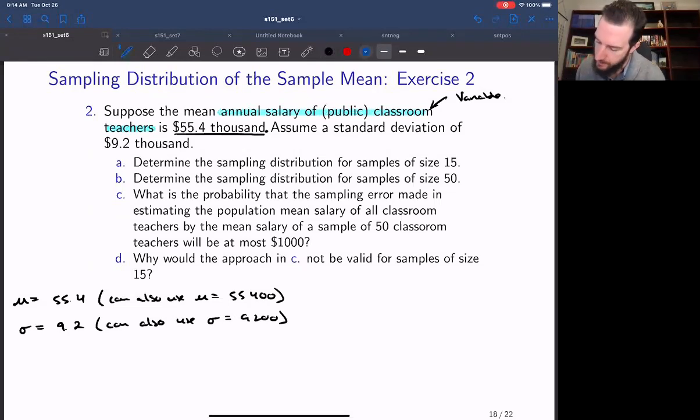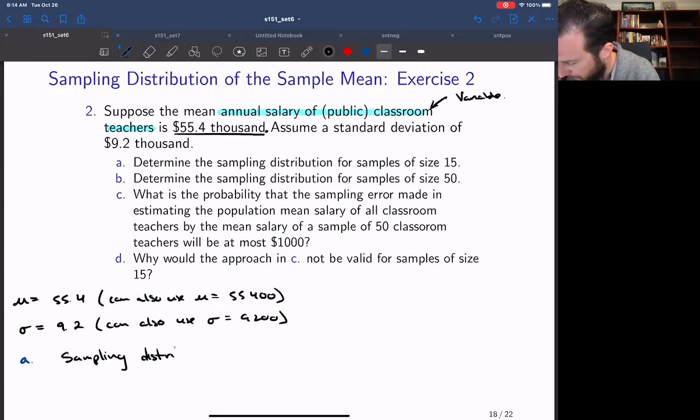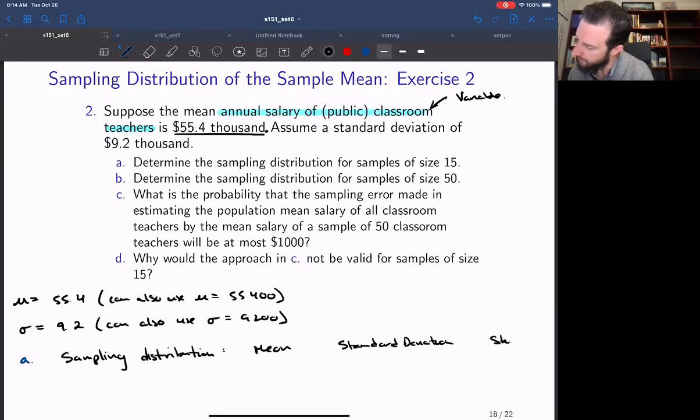Okay, in part A, it says determine the sampling distribution of samples for size 15. Okay, so for the sampling distribution, we're going to talk about 3 things: the mean, the standard deviation, and the shape.